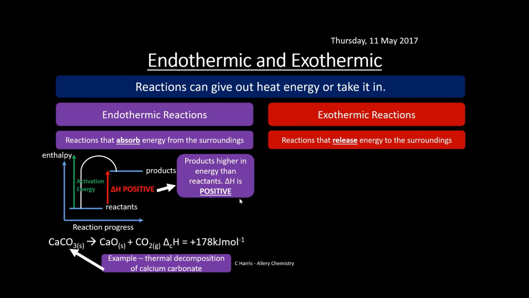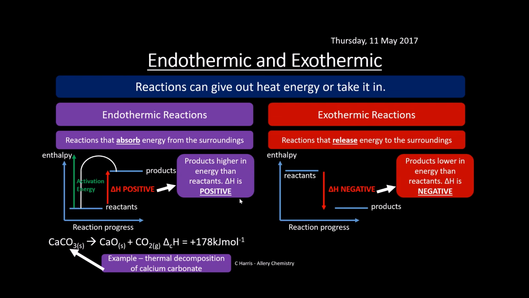Exothermic reactions are the opposite. These release energy to the surroundings. Your energy profile diagram looks like this. Your reactants are higher in energy than your products. Energy is released, so delta H is negative, because our products are lower in energy than our reactants. And there's our energy profile diagram. Again, we're going from reactants to the top of this energy profile. We'll go into activation energy later, but this green arrow represents the activation energy on this energy profile.